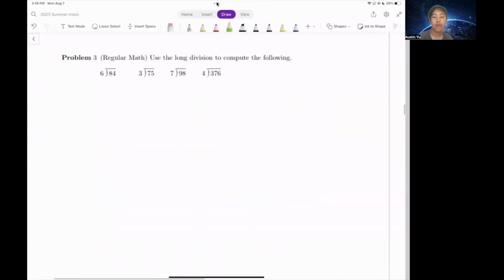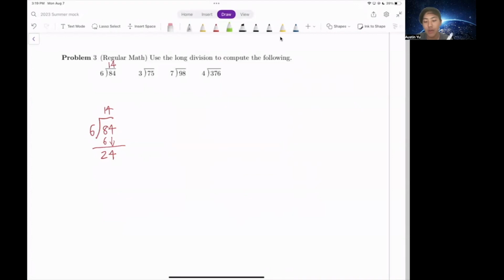Moving on to problem 3. This time, use the long division method to complete the following. We are given 84 divided by 6. So let's bring this down first to solve it. 84 divided by 6. We can start from the 8 divided by 6. That just gives us 1. So 8 minus 6 equals 2. We drop down the 4, which becomes 24. And 24 divided by 6 is just 4. So the answer is 14.